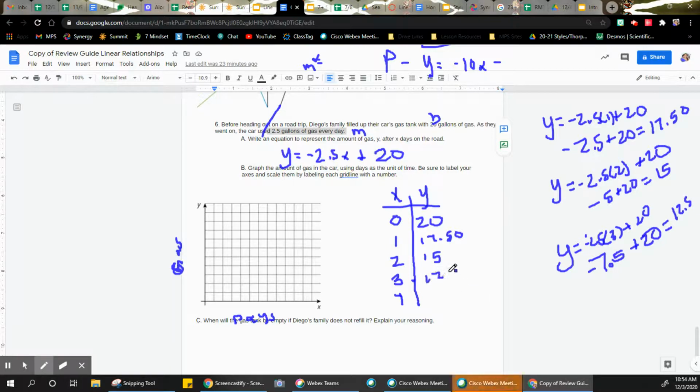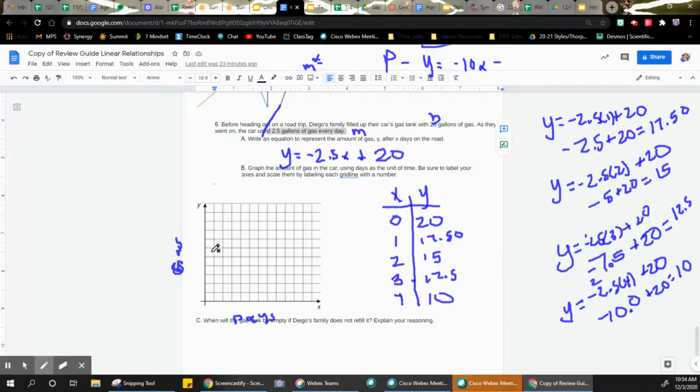So it's 12.5. And then we're going to go to 4, which is y equals negative 2.5 times 4 plus 20. 4 times 5 is 20. Carry the 2. Put a decimal in. 4 times 2 is 8 plus 2 is 10. So that's negative 10 plus 20. If I owe you $10 and I have 20, I have 10 at the end of the day. Okay? So there's where we're at.